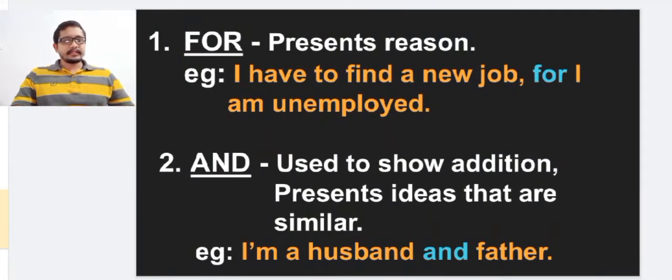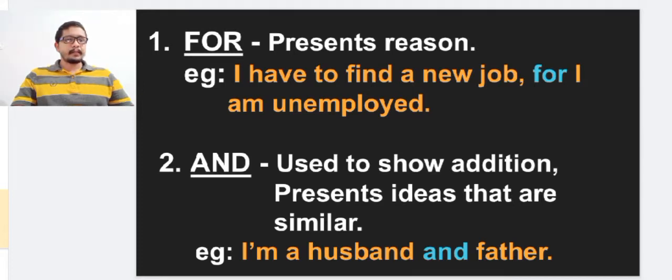Let's study in detail what coordinating conjunctions are and their usages. The first one is 'for'. 'For' presents a reason. Example: I have to find a new job, for I am unemployed. So here the two parts of the sentence are joined by the coordinating conjunction 'for'. So 'for' is the coordinating conjunction used here to join two parts.